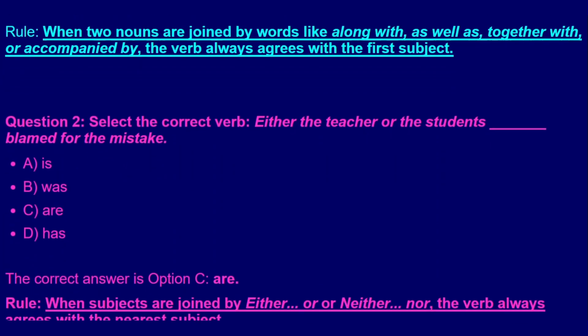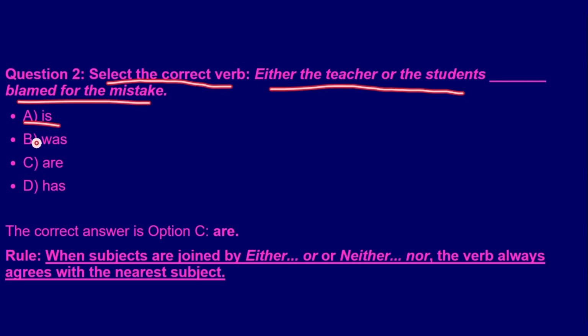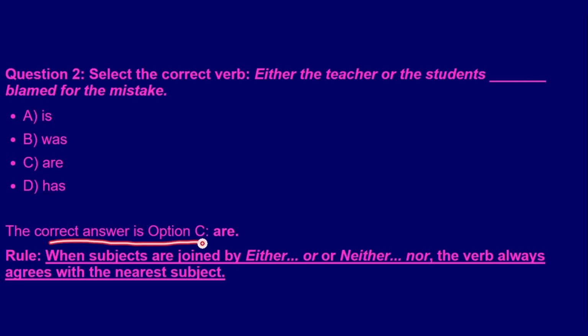Question number 2. Select the correct verb. Either the teacher or the students blank blamed for the mistake. A. Is. B. Was. C. Are. D. Has. The correct answer is option C. Are. Unlike the previous rule, when subjects are joined by either or neither nor, the verb always agrees with the nearest subject. The nearest subject to the blank is the students, which is plural. So, we use the plural verb are.